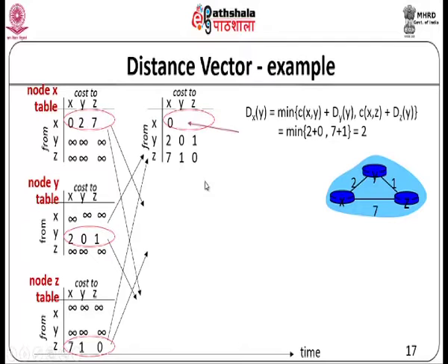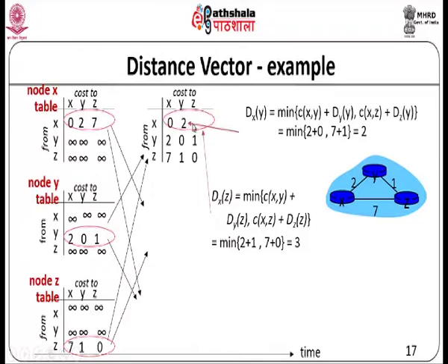So, what is the cost to y from x? Cost to y will be the minimum of c(x,y) + Dy(y), and c(x,z) + Dz(y). Now, c(x,y) is already 2 and y to y is 0. The other option I have is via z. X to z is 7 and z to y is 1, so 7 plus 1 is 8. So, I have 2 and 8, and the minimum of these two is 2. So, the information that will be written here is 2. The cost of x to y remains at 2; there is no change in that information.